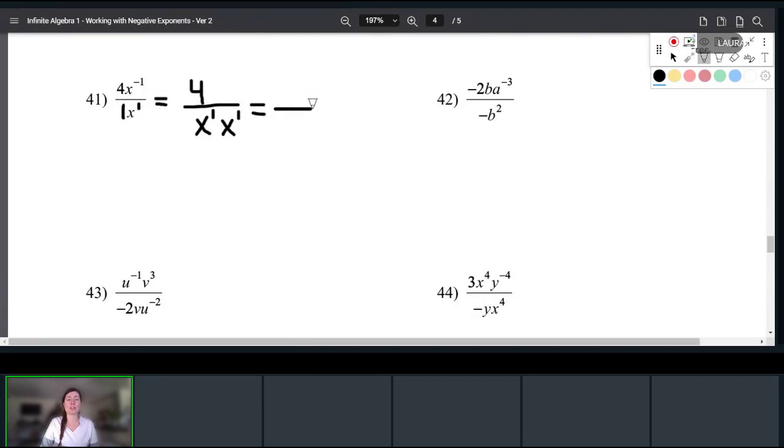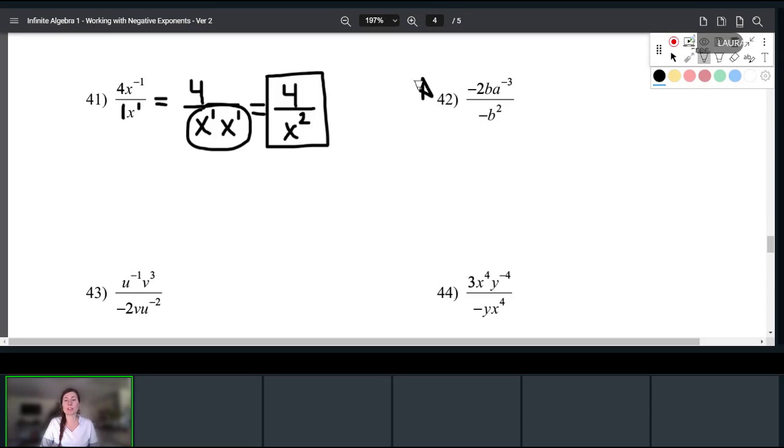When we simplify our denominator here, we're multiplying powers with the same base. That means we add our exponents. And there we have it. Our final answer is simplified because each variable is only written once now, and the exponents are positive.